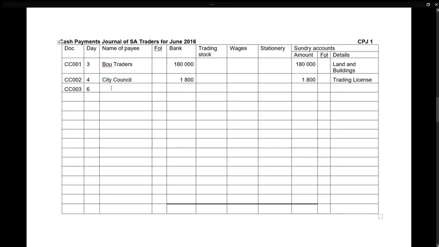We bought something from Vistar Traders, and the amount we paid them was 8,400 Rand for trading stock. Remember, accounts we use more often. Trading stock is one of them. We're going to use this one a lot during the month. Okay, so for Vistar Traders, we bought trading stock.